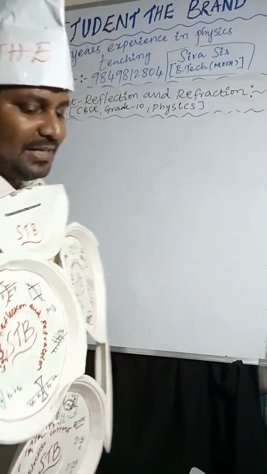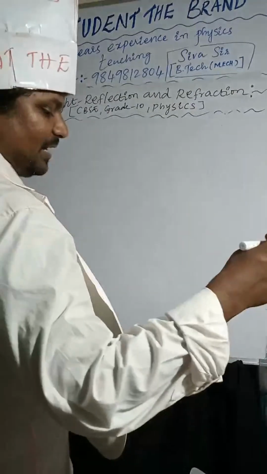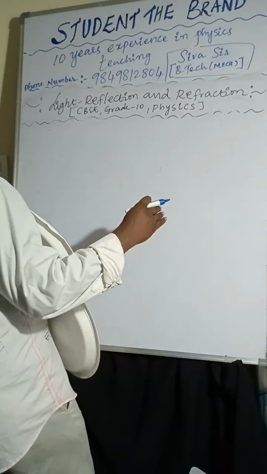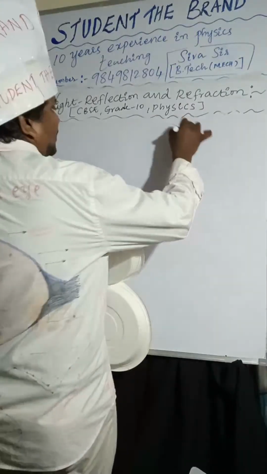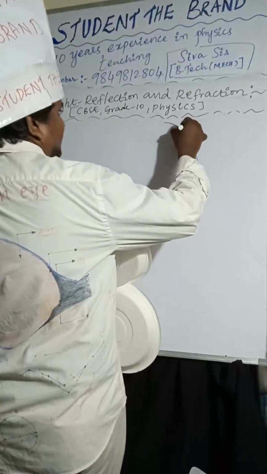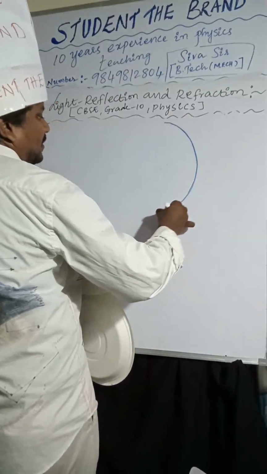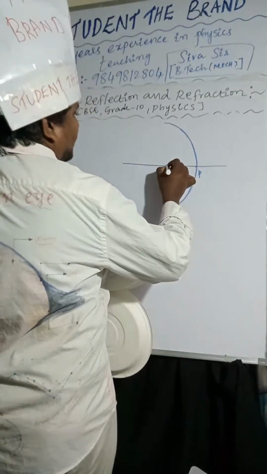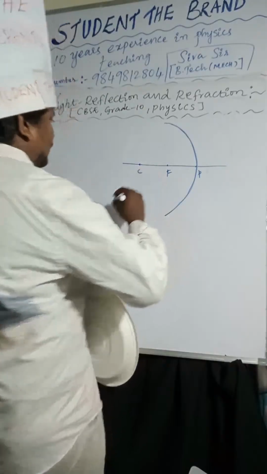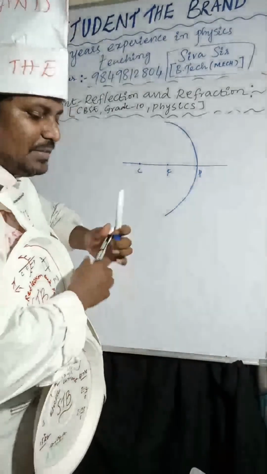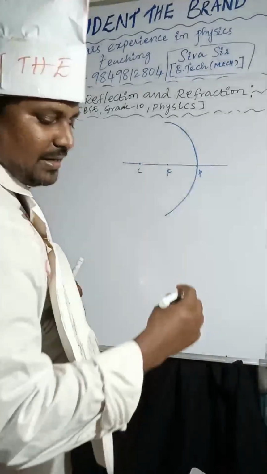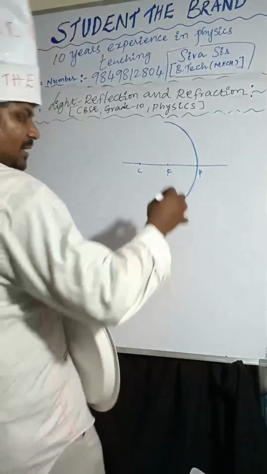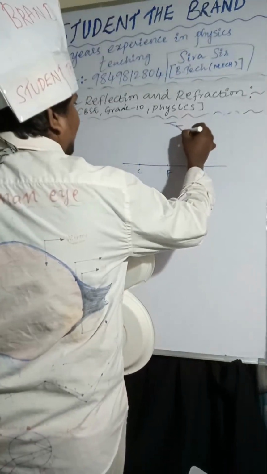Now we are considering the next one. The convex mirror is completed. Now I'm taking the concave mirror like this. Here are the pole, focus, and center of curvature.